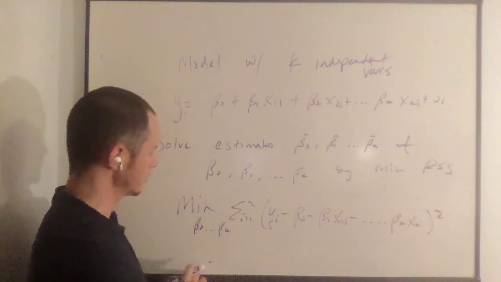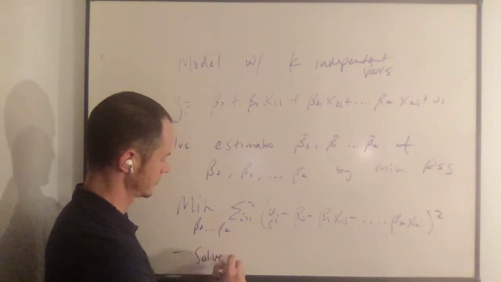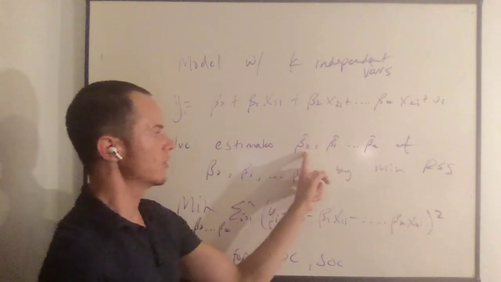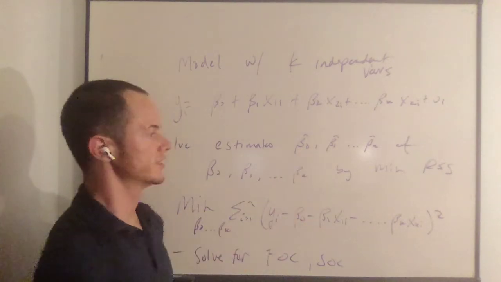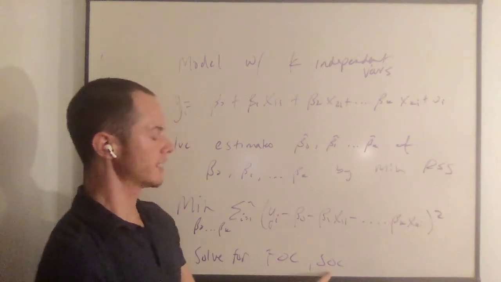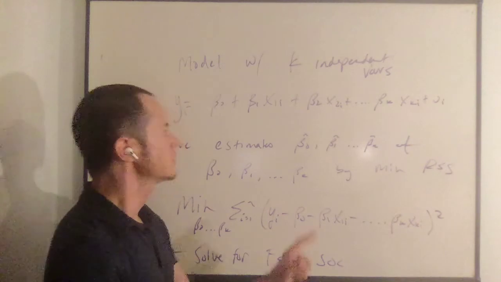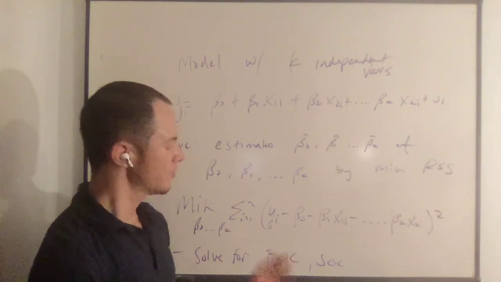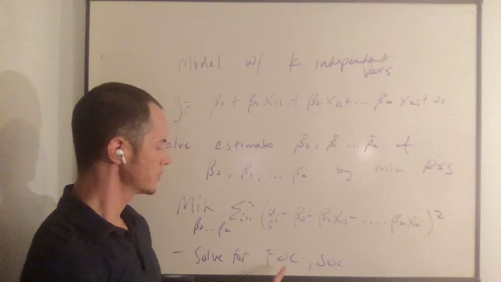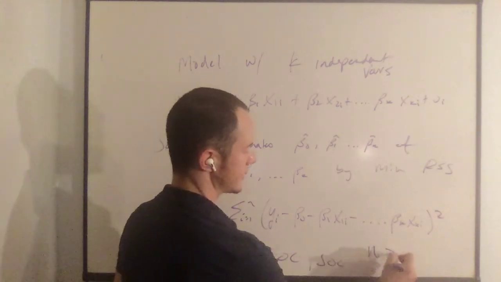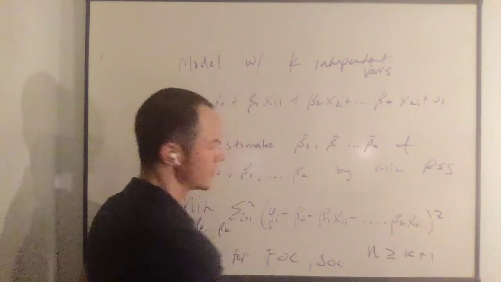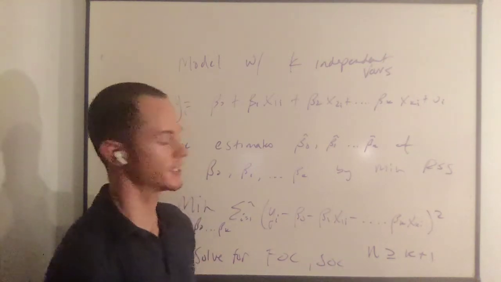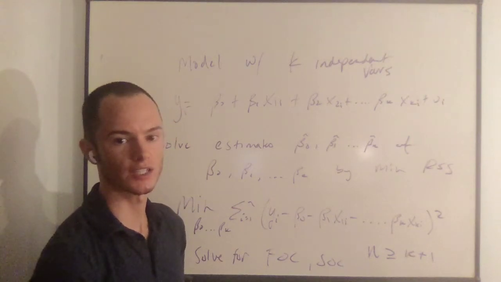All right, solve for the first order condition and the second order condition. And we get the result that the ordinary least squares estimates of these coefficients solve the first order conditions. The second order conditions show that indeed these estimates are the minimum of this objective function. One of the conditions that we do require to solve these first order conditions uniquely is that n must be greater than or equal to k plus 1. So we have to have a sample size that is at least as large as the number of parameters being estimated. Otherwise, we would not be able to solve for these first order conditions uniquely.